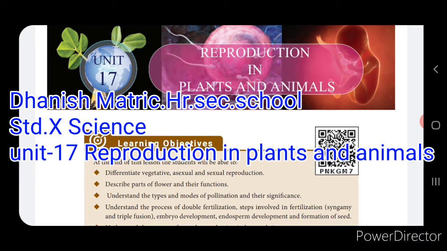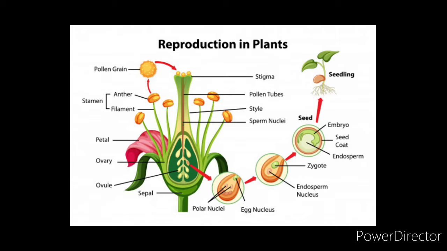And today in this session, we'll see another interesting lesson, a biology lesson, that is unit 17, reproduction in plants and animals. So today in this session, we'll be learning about reproduction in plants. Now, under reproduction in plants, we'll see the different vegetative reproduction in plants, parts of a flower and their functions, all types and modes of pollination and their importance.